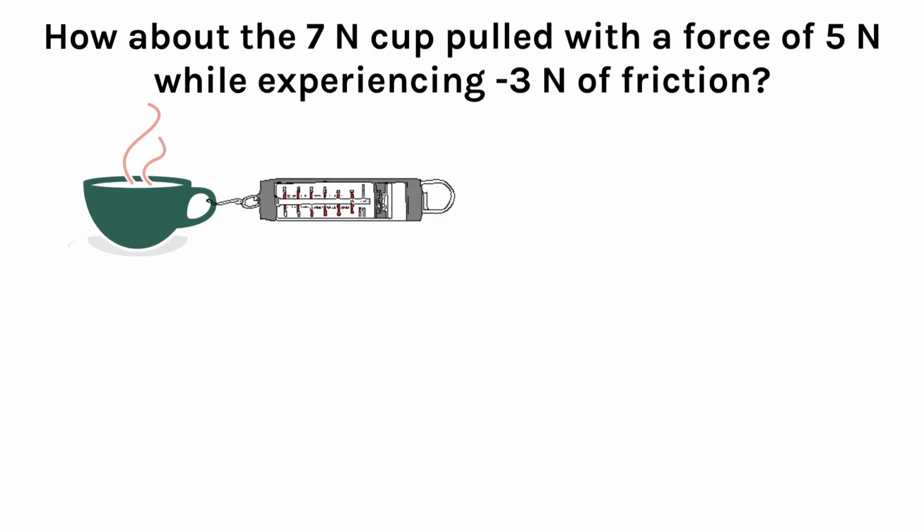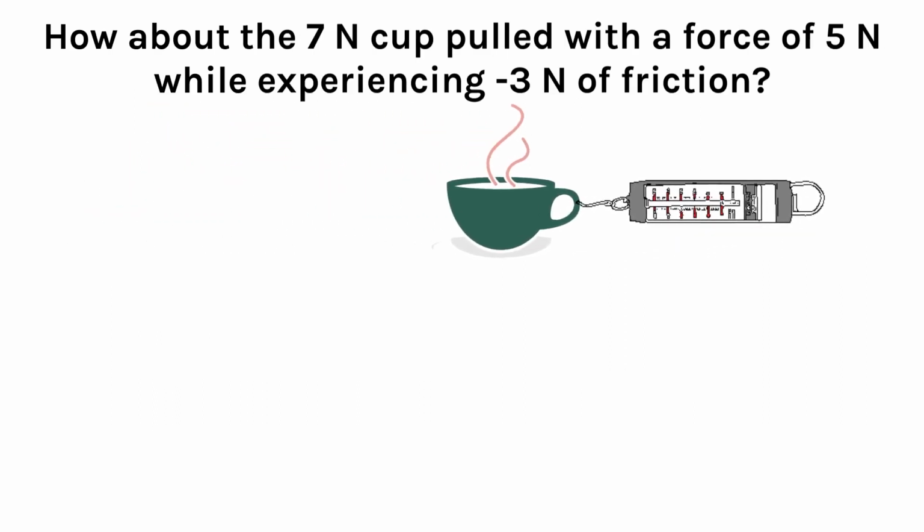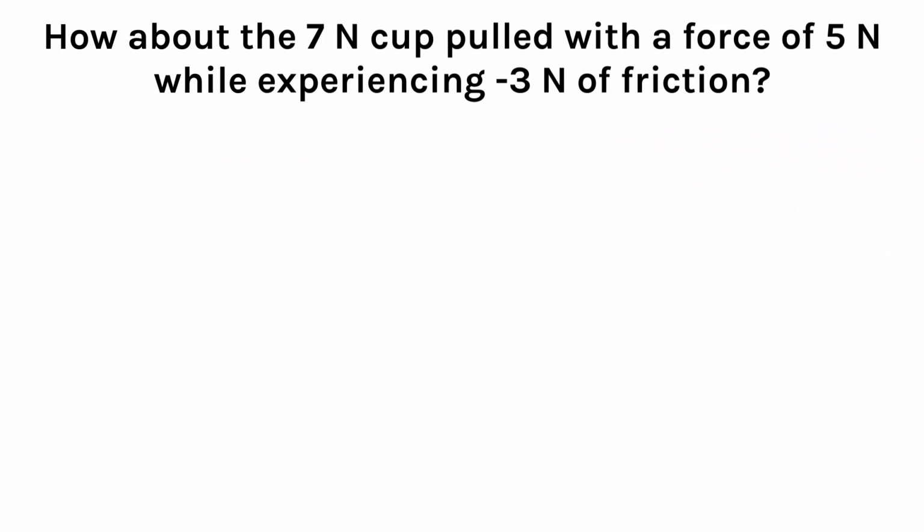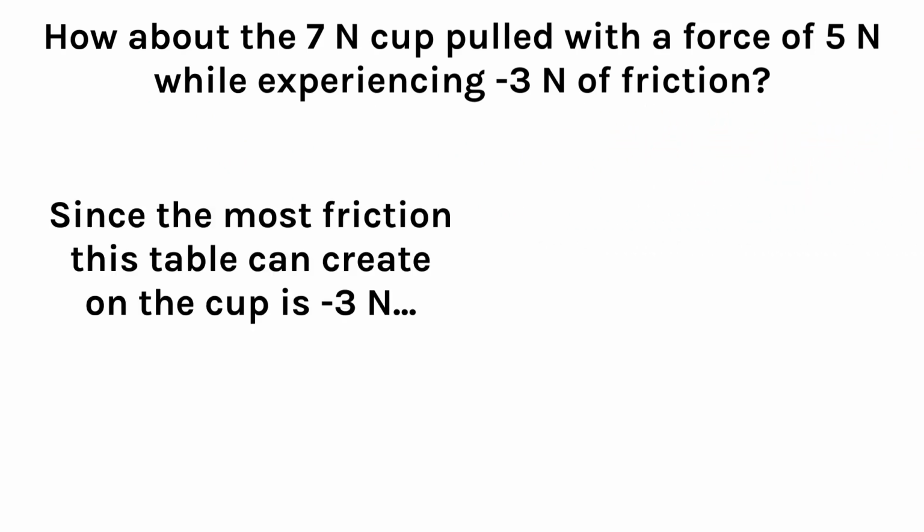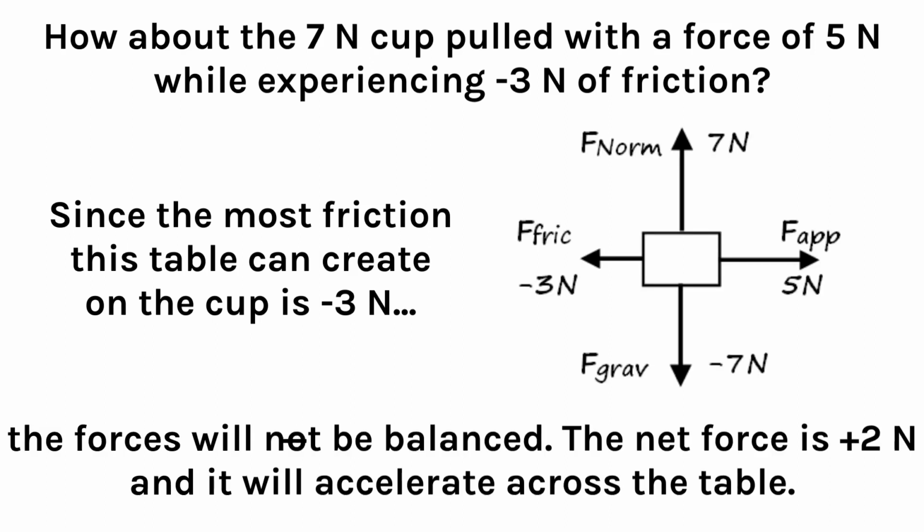How about the 7 Newton cup pulled with a force of 5 newtons while experiencing negative 3 newtons of friction? Since the most friction this table can create on the cup is negative 3 newtons, the forces will not be balanced. The net force is plus 2 newtons, and it will accelerate across the table.